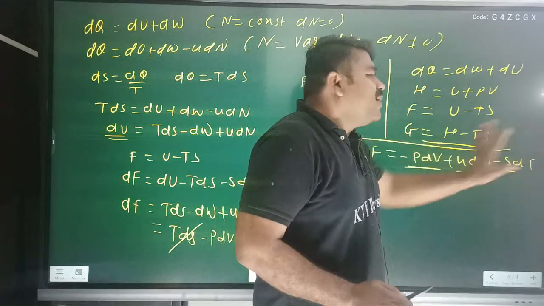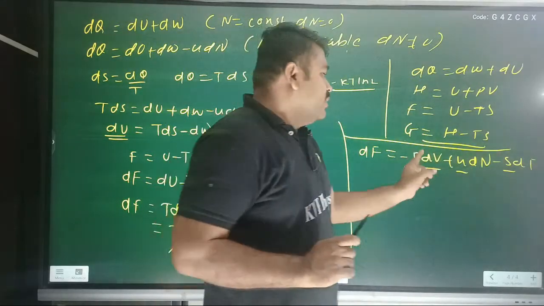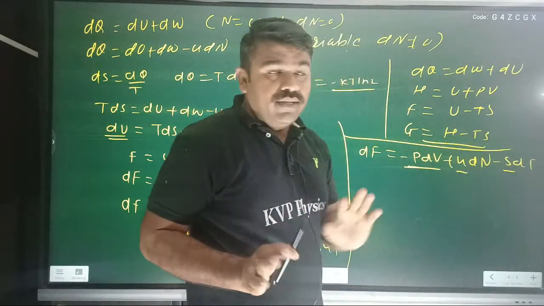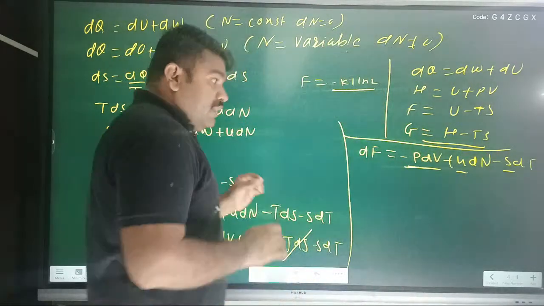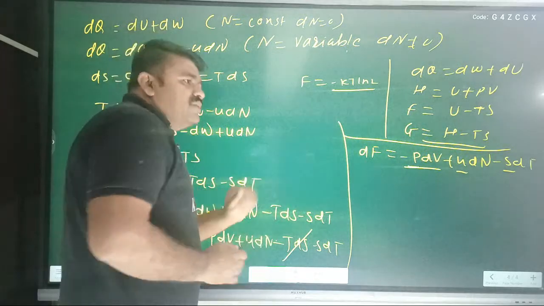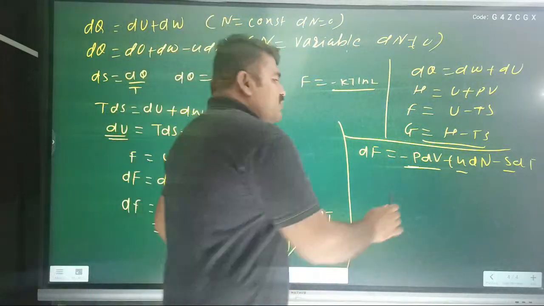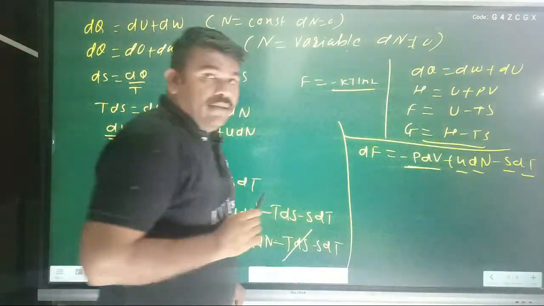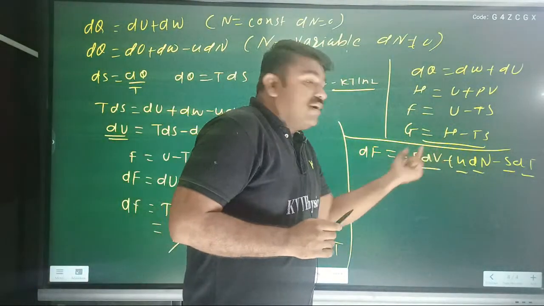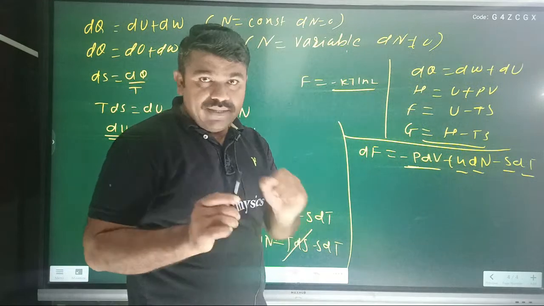Suppose we need to find out the entropy, then the first two terms must be 0. Yes or no? Then only we get the entropy. Okay, then how do the remaining two quantities become 0? Simply, this is the total derivative, dN, dT or dV. Suppose we need dV to be equal to 0.